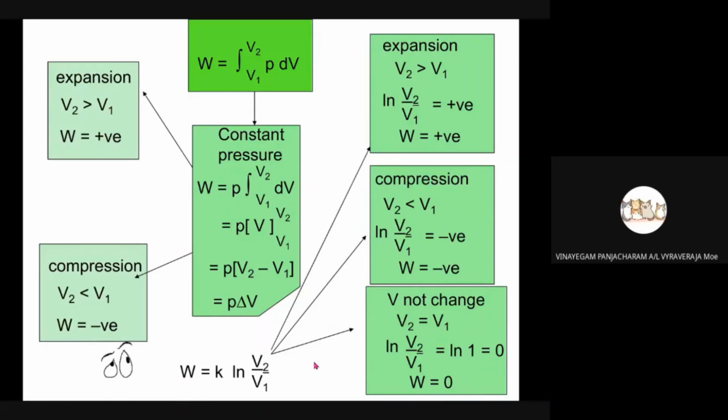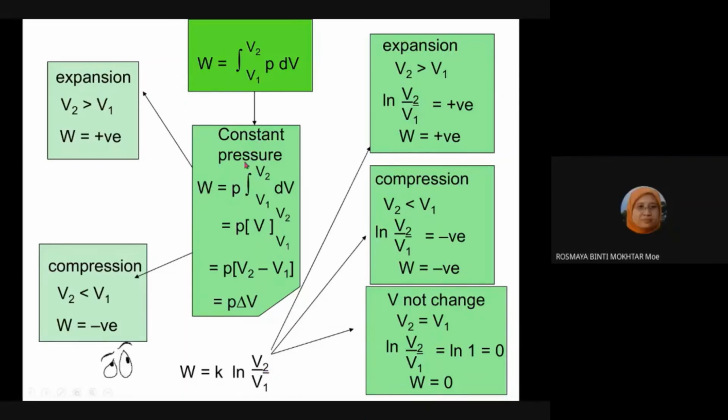Teacher, I have a small question. We use the ln V2 over V1 when pressure is not constant, right? Yes, pressure is inversely proportional to volume. So we use this one. So why can we not just use that formula for both instances? This one for constant pressure.